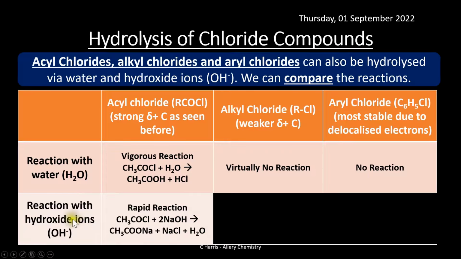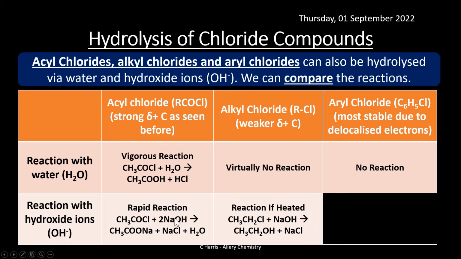Okay, so let's have a look with hydroxide ions. Now we're going to use sodium hydroxide in this example. Again, this very powerful delta positive carbon in acyl chlorides means you get an incredibly rapid reaction. You form a salt, so this is sodium ethanoate in this case, plus sodium chloride as well, because you've got the chlorine that comes off, and water. So there's definitely a reaction there.